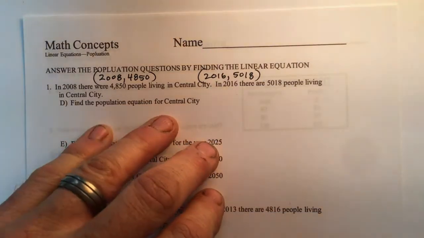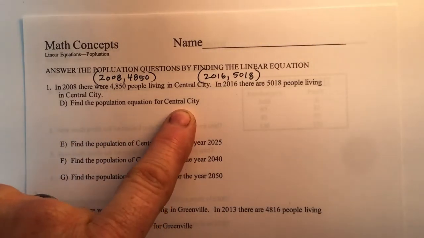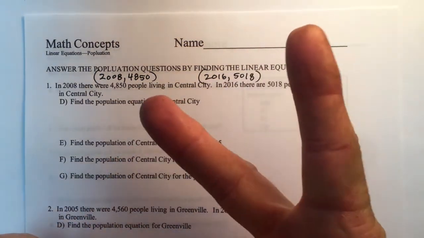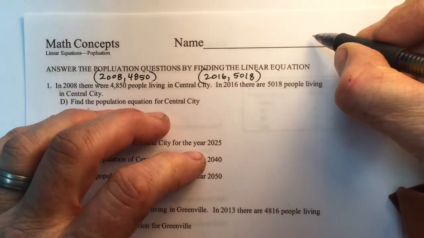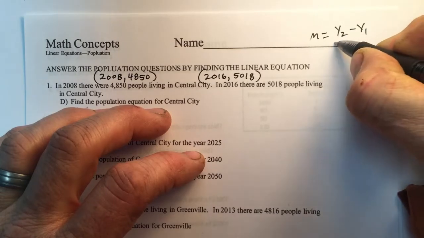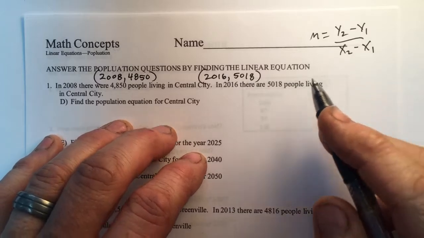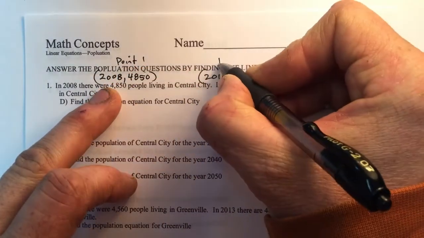Well, what's the equation for the population in Central City? We got to have the slope and the y-intercept. Those two things. We have to have the slope and the y-intercept. So my slope formula, I'm going to write up here. Again, y2 minus y1 over x2 minus x1. And we'll just call this one here point 1. We'll call this one here point 2.